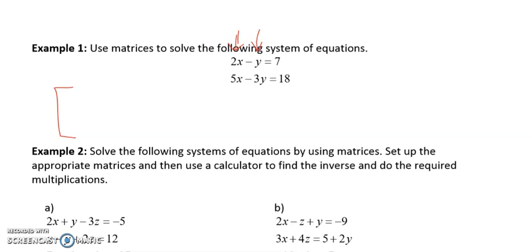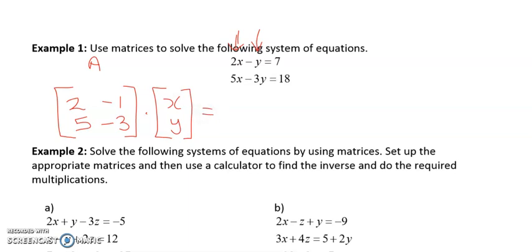So the coefficient matrix would be 2, and in front of the y you have -1, and then 5, and then -3 is your other coefficient in the second equation. So there is your matrix A. That's what we're calling A. We're going to multiply that by the variable matrix, which in our case, what are your two variables? Well, the first variable is x and the second variable is y. Okay? And then we have equals, and then we write our constant matrix, which is actually 7 and 18.